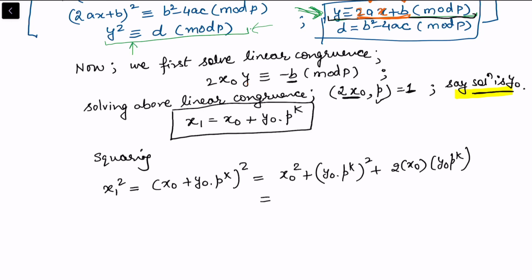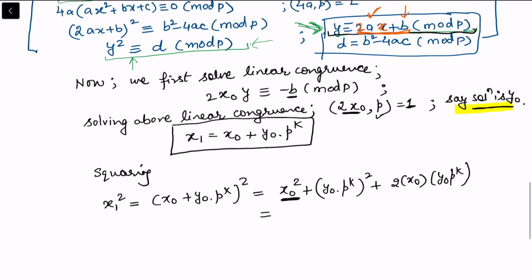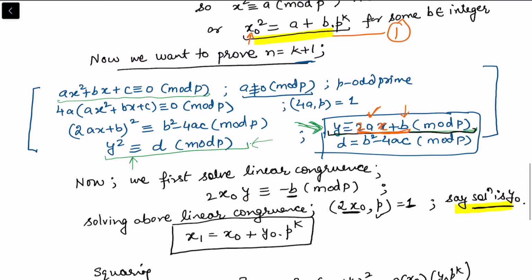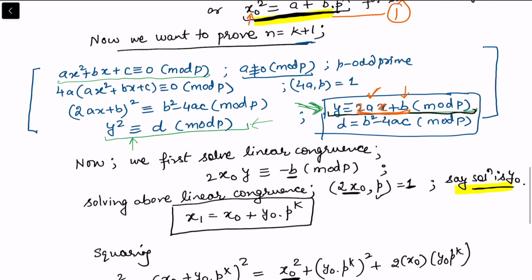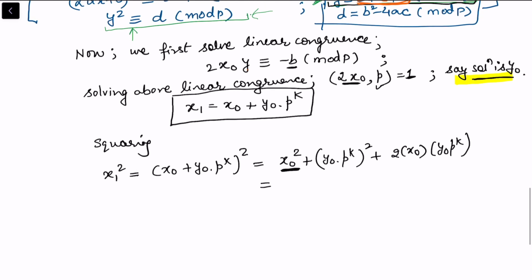Now this quantity is the same as x naught. I have already obtained the expression for x naught in equation number 1. You can see that x naught is already given in equation number 1. Just substitute this value of x naught in this equation. So this will become a plus b times p to the power k plus, let me write this expression first, 2 times x naught times y naught times p to the power k, plus this expression I am writing at the end, y naught squared times p to the power 2k.